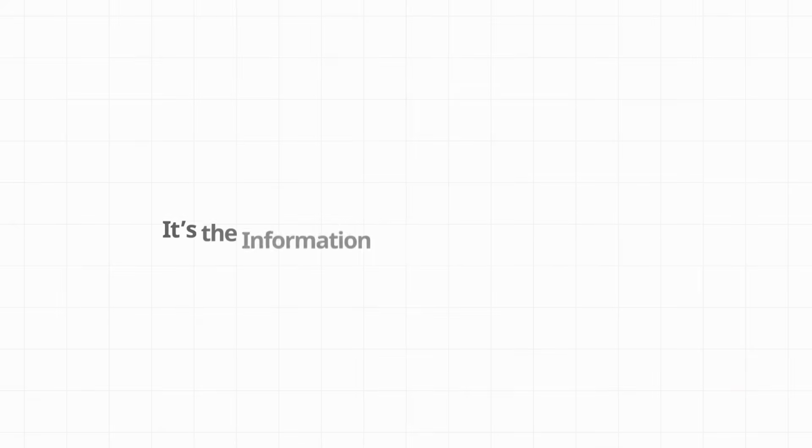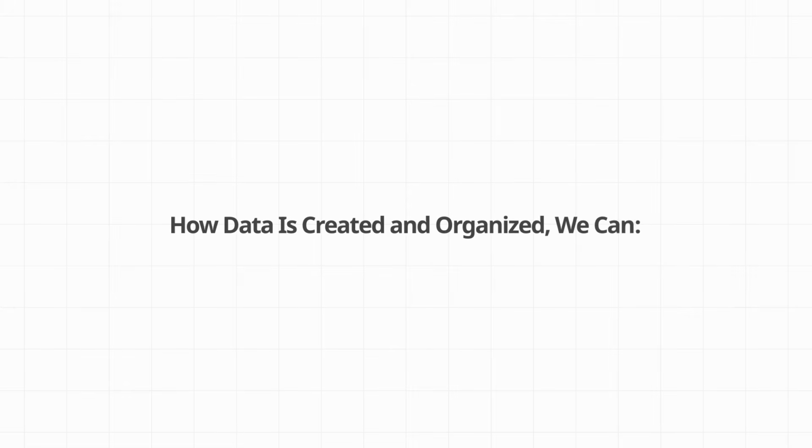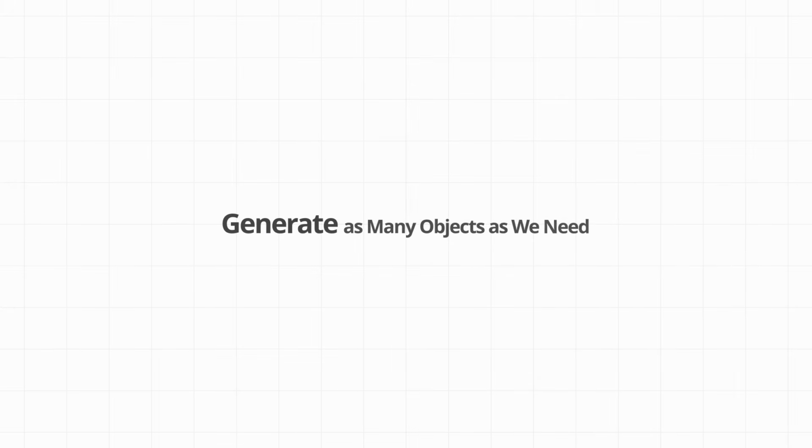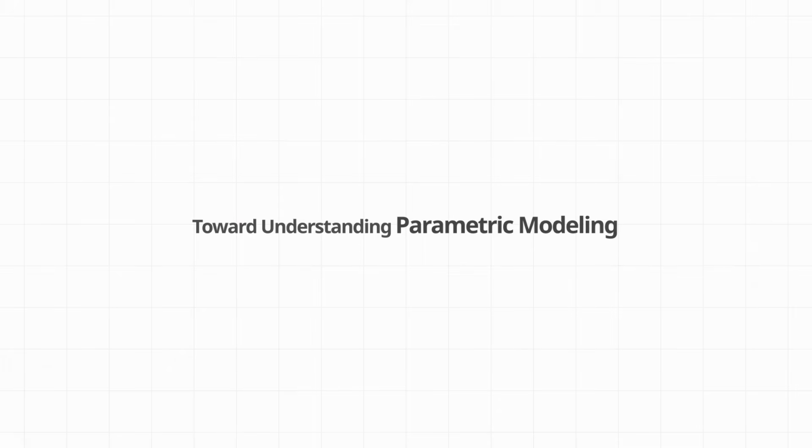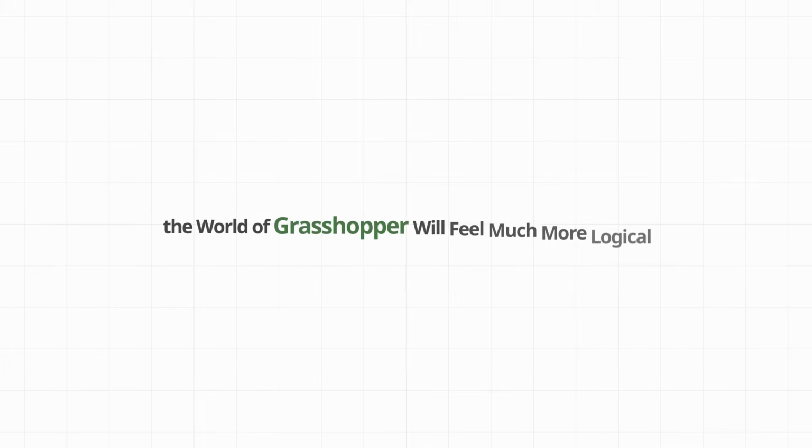Very simply, it's the information we give to Grasshopper, like a number, a point, a line, or even a collection of these. If we understand how data is created and organized, we can generate as many objects as we need, change the model very quickly, and control everything at any moment without breaking the project. So learning data and list is the first real step toward understanding parametric modeling. From this point on, the world of Grasshopper will feel much more logical.